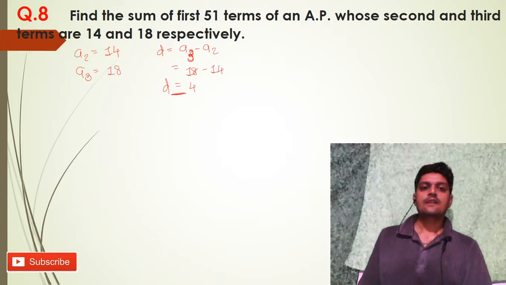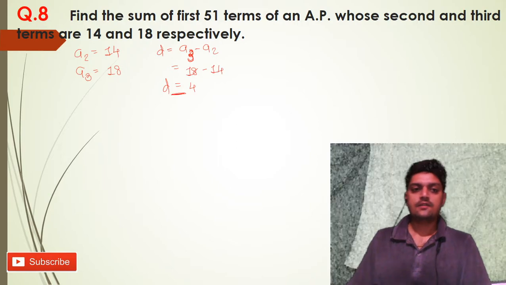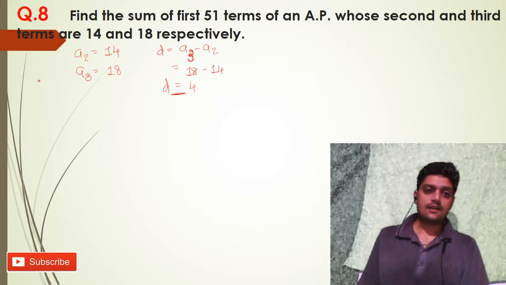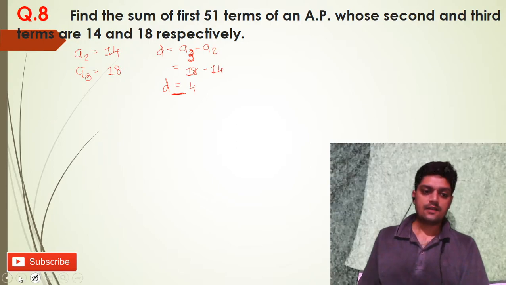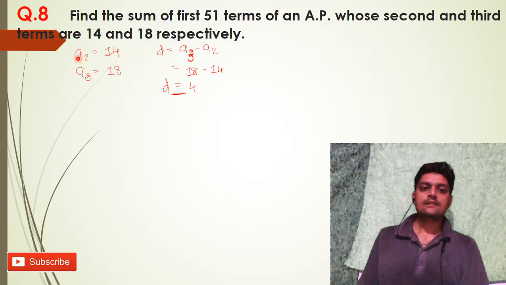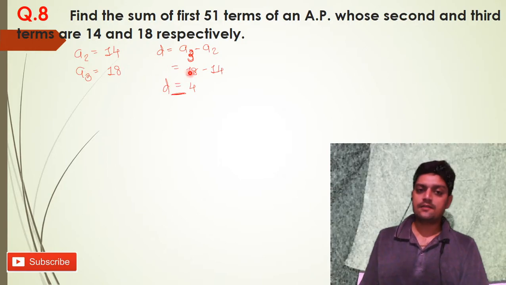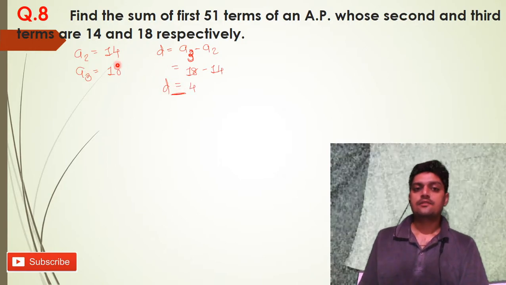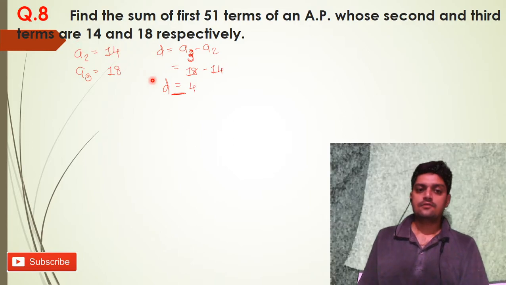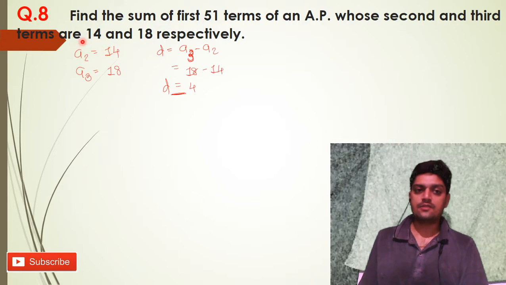Okay, and now you have to find the sum of the first 51 terms. Now you have the difference. Let me use the pointer. See here, the second term is given, the third term is given, and the difference is also given. So you can find the first term. It's very easy. You have to subtract this 4 from 14, so you will get the first term here.